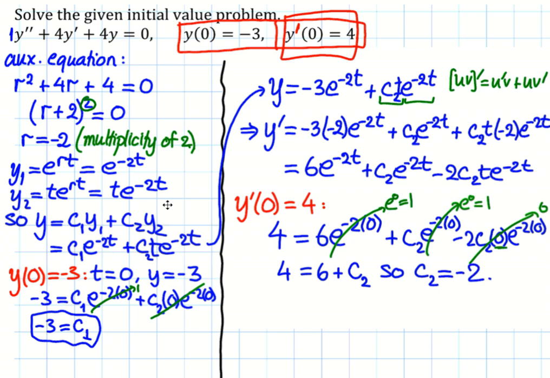And with that, substituting into the equation, the equation of course is going to be this one. c1 we know is negative 3 e to the negative 2t, and c2 we have negative 2 t e to the negative 2t, I forgot the t again. And that's what we have.